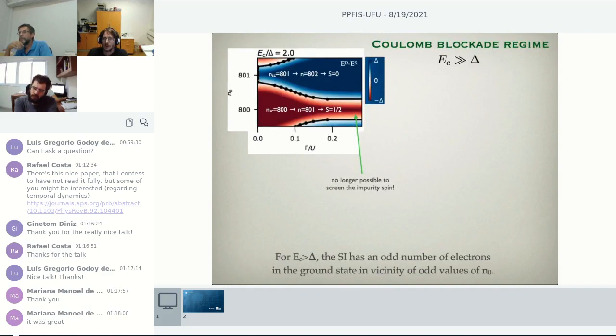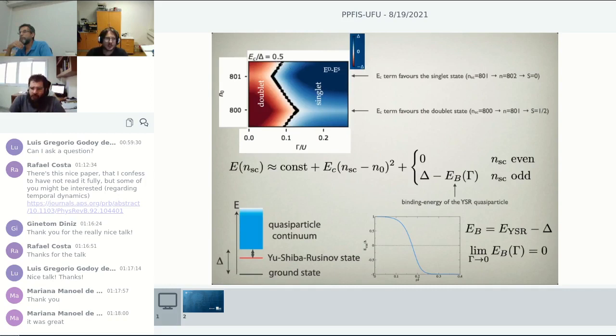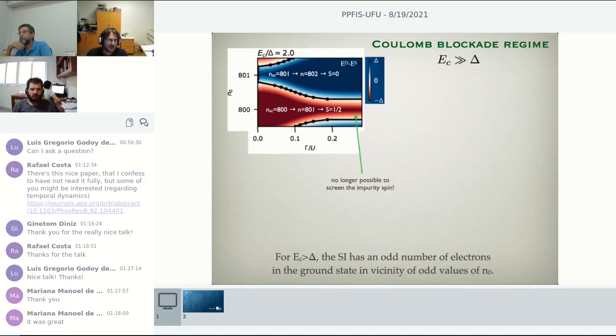And then we increase to larger EC, and the change happens when EC becomes the same as delta, namely the connectivity of this diagram, or if you want, the topology changes. So here, this boundary was kind of vertical with some zigzag shape, but when EC is larger than delta, actually these lines tend to become increasingly horizontal, and the separation between different spin regions is dominantly controlled by the number of electrons on the superconductor, especially for large EC. Yeah. So for instance, in this region, when there is an even number of electrons on the superconductor, it's actually no longer possible to fully screen the impurity spin, irrespective of the value of the hybridization.